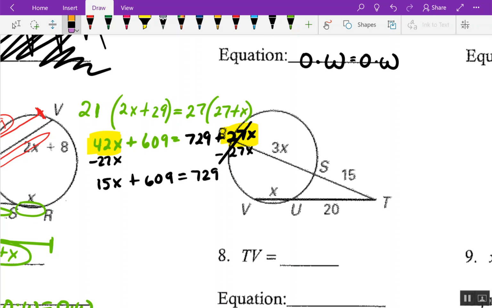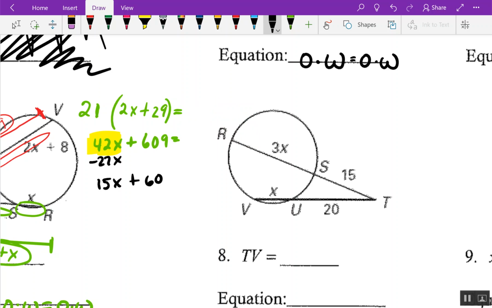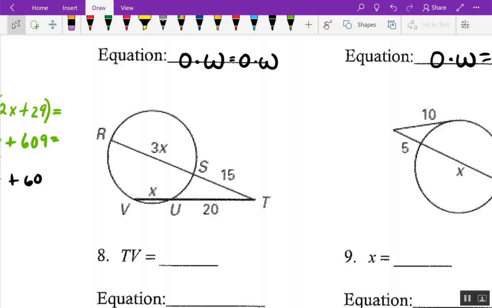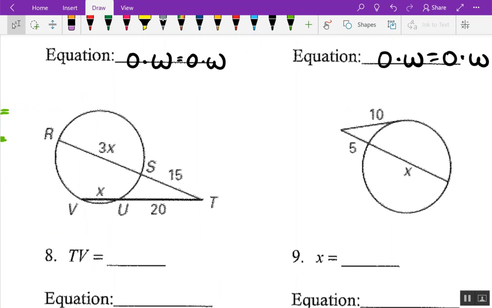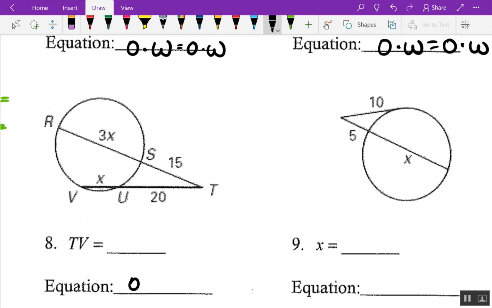I'm going to erase some of this because I need the next problem and I can't see it with this. All right, this one. All right, we see two secants, so what's the equation that we're going to use?